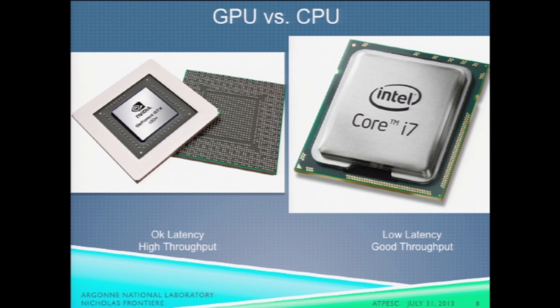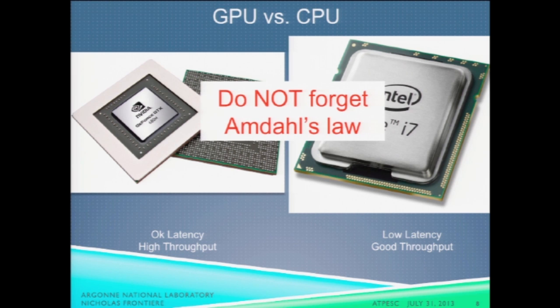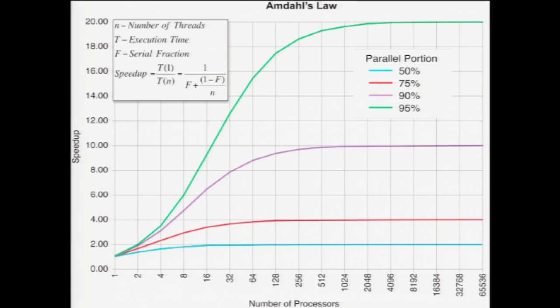One of the biggest problems, though: the first thing I say whenever somebody asks me, should I port my code to GPU, is, do not forget Amdahl's law. You've probably seen this curve, but I'm going to show it again. All this curve tells you is, if you have a process and you divide that process over n processors, how much speedup can you achieve? And this is a very simple function.